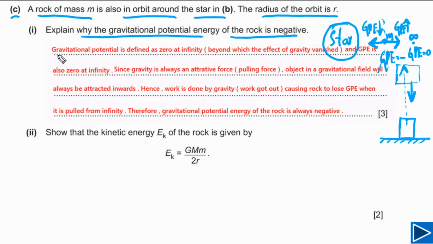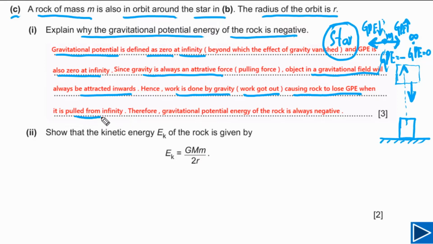The first point you have to mention is that gravitational potential is defined as 0 at infinity, and GPE is also 0 at infinity. Since gravity is always an attractive force, an object in a gravitational field will always be attracted inwards. Hence work is done by gravity, work got out, causing the rock to lose GPE.